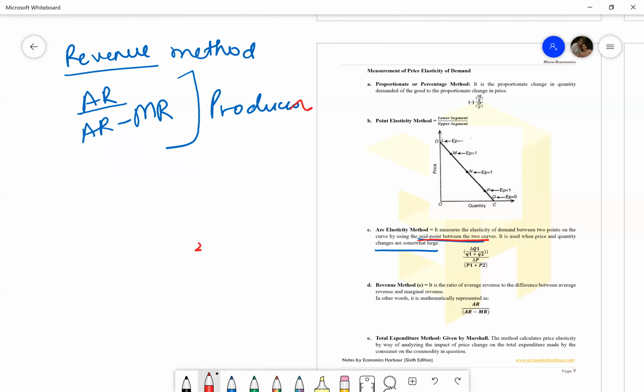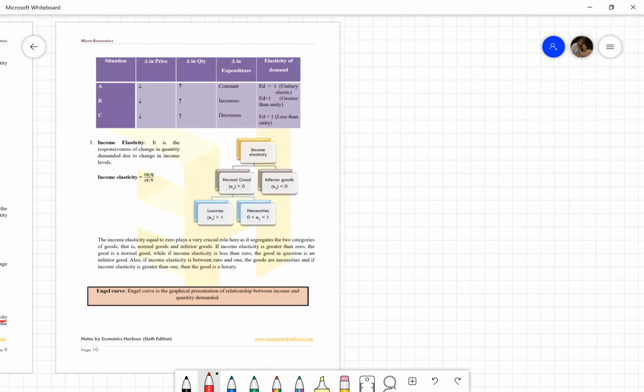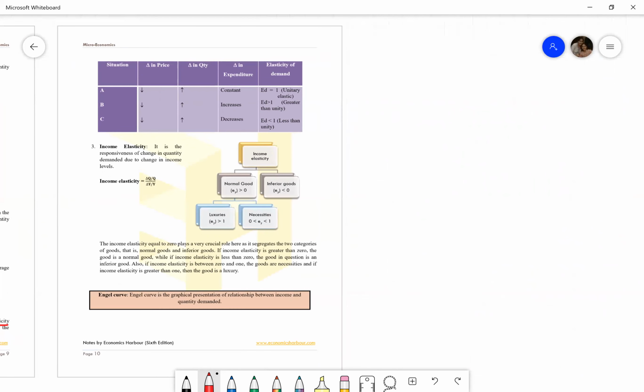Fifth is your total expenditure method. This was given by Marshall. This method calculates the price elasticity by analyzing the impact of price change on the total expenditure made by the consumer. So how will this reflect the change? The relationship between price and quantity remains the same, right? There's an inverse relationship throughout, but there's a change in expenditure.